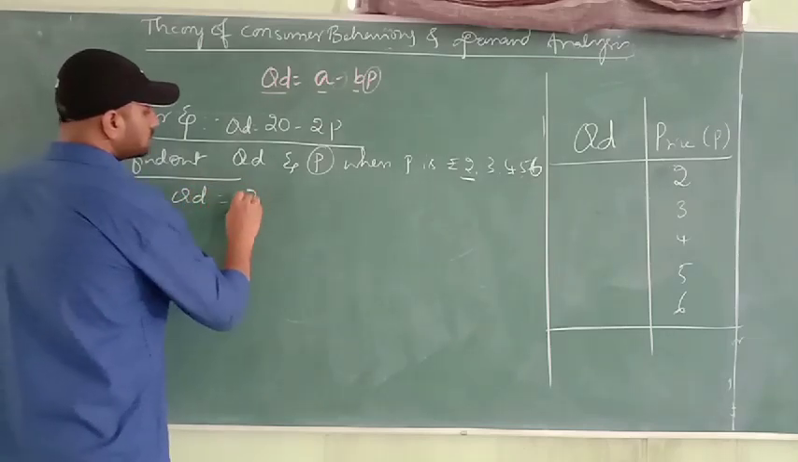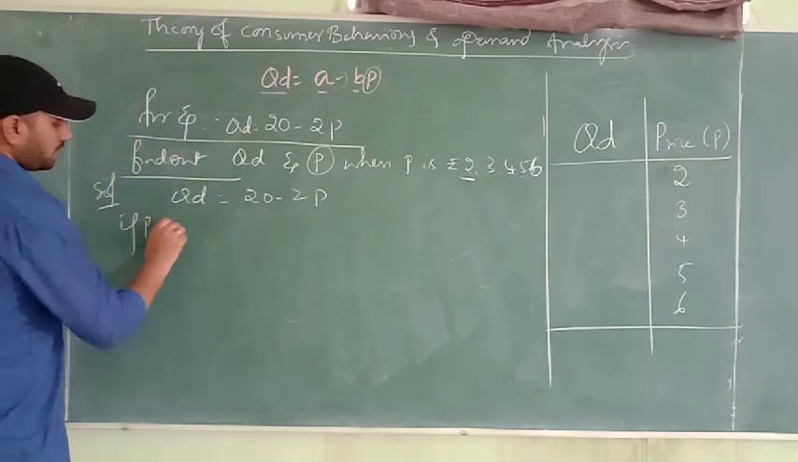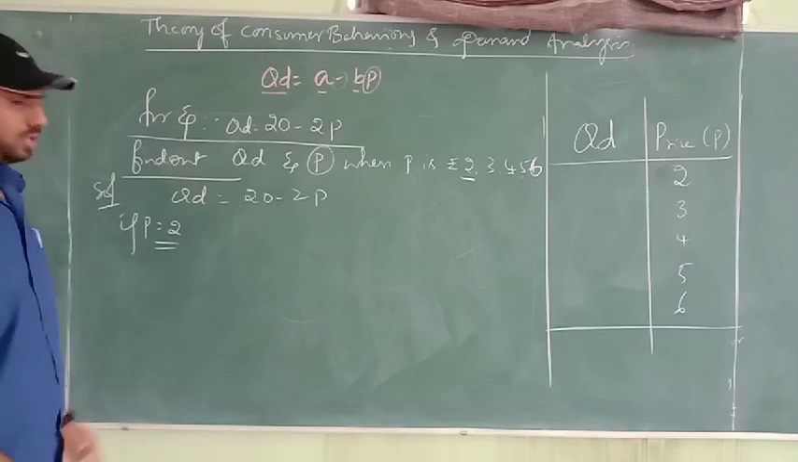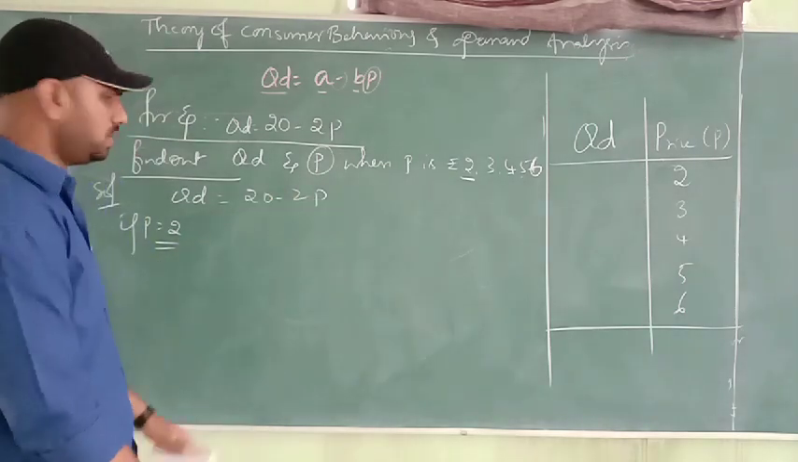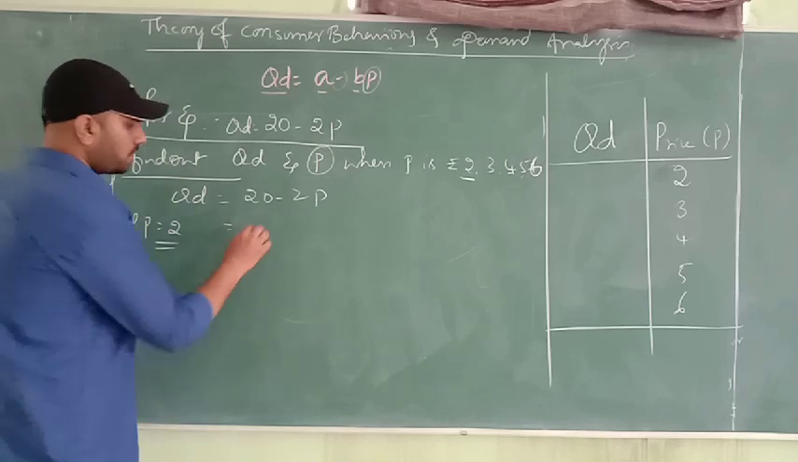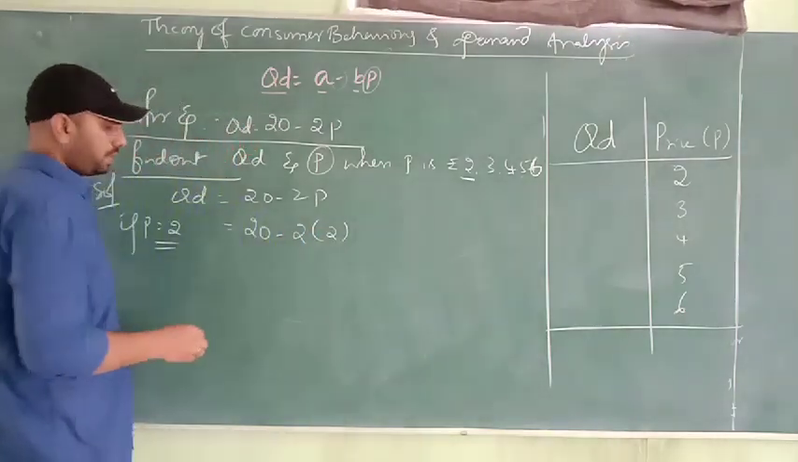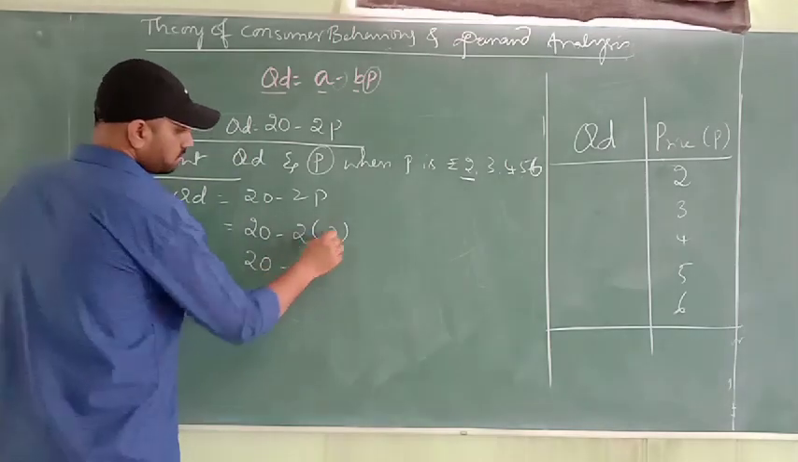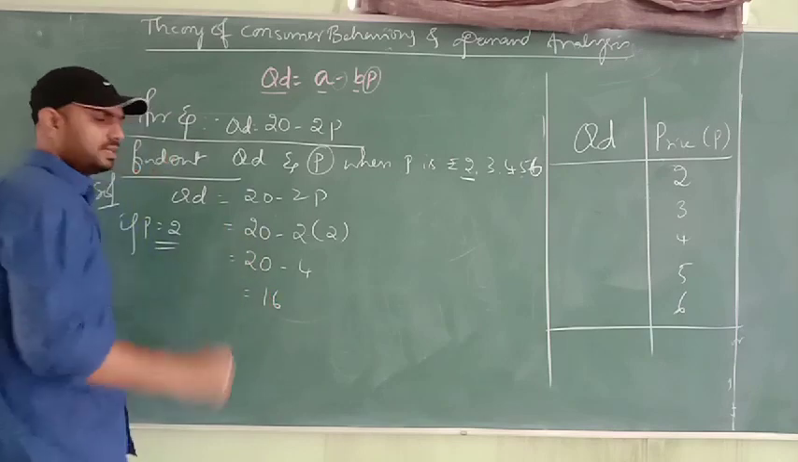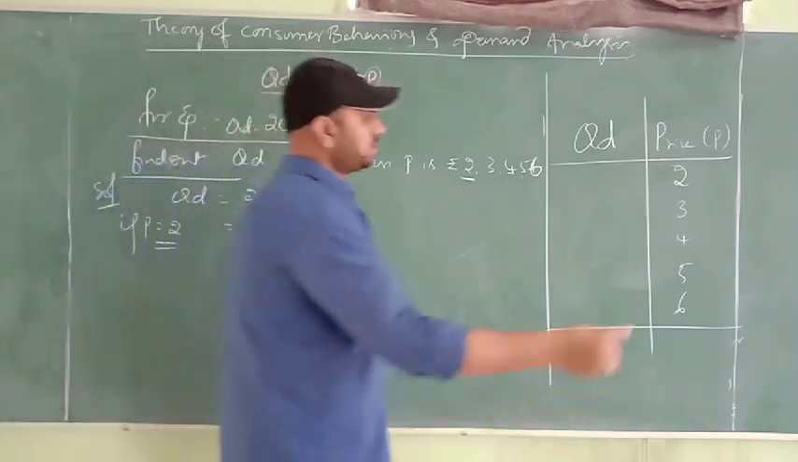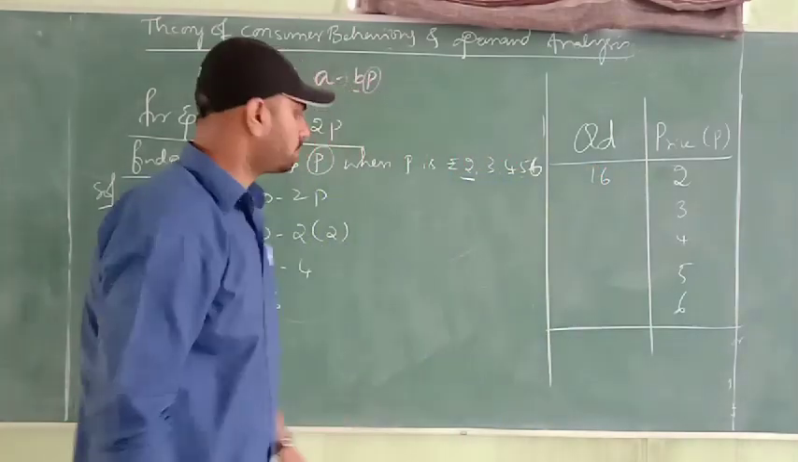If QD equals 20 minus 2P, what if P equals rupees 2? You substitute P as rupees 2, then you can understand how to get the values. Okay. So 20 minus 2 of 2. Okay. So 20 minus 2 into 2 becomes 4. Then the quantity demanded is 16. So when the price is 2, demand for the commodity is 16.